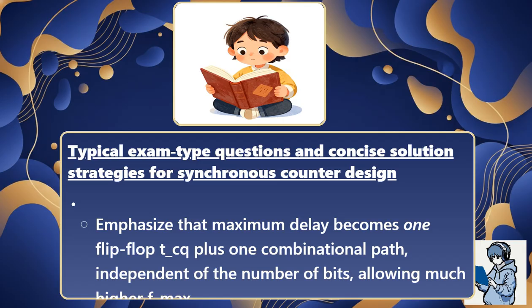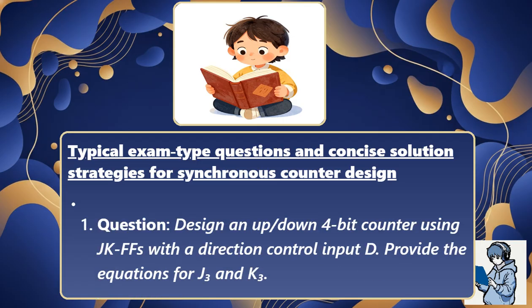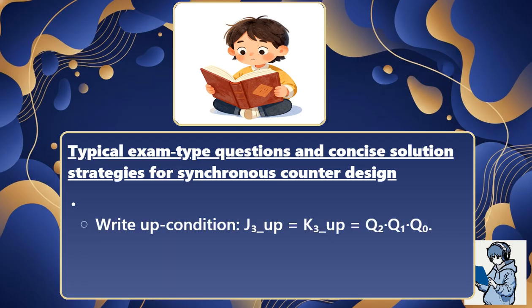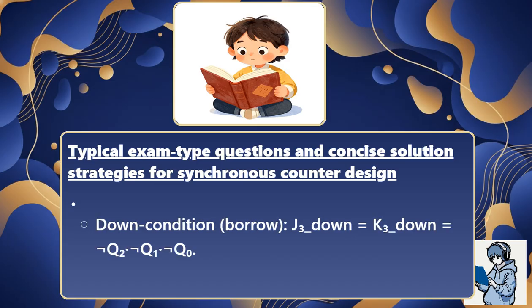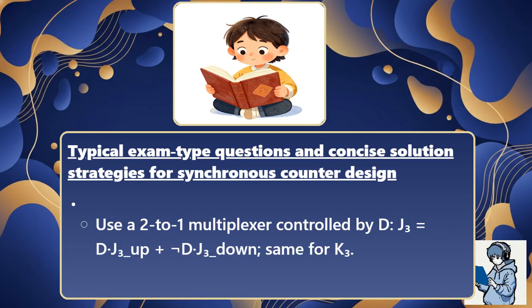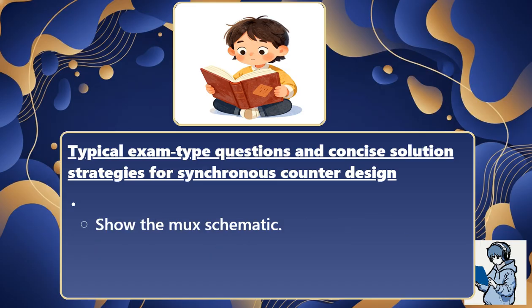allowing much higher Fmax. Question 4: design an up-down 4-bit counter using JK flip-flops with a direction control input D. Provide the equations for J3 and K3. Up condition: J3 up = K3 up = Q2.Q1.Q0. Down condition, borrow: J3 down = K3 down = not Q2.not Q1.not Q0. Use a 2-to-1 multiplexer controlled by D: J3 = D.J3 up + not D.J3 down, same for K3. Show the multiplexer schematic.